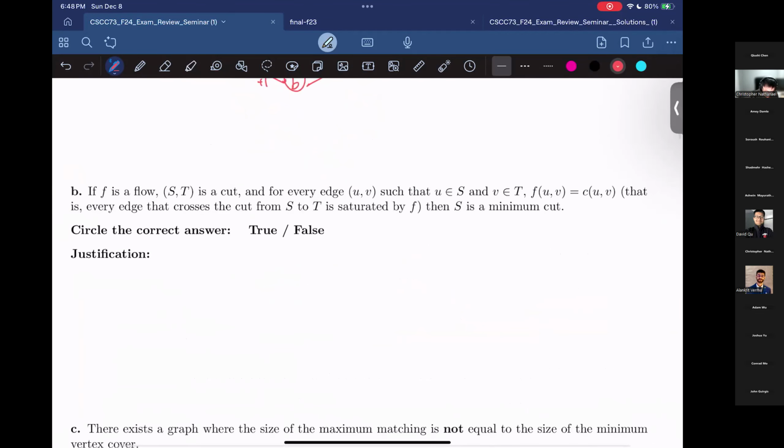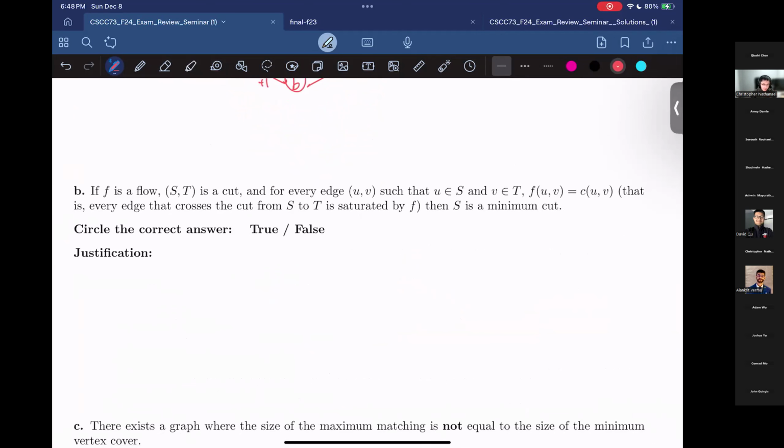Next, part B. If F is a flow and we're given some cut S to T, not a particular minimum cut, some cut S to T, and for every edge UV that starts from S and ends at T, FUV is equal to CUV. So all the edges from S to T are saturated. Then we know that S is a minimum cut. Is this true or false? False. False. False.